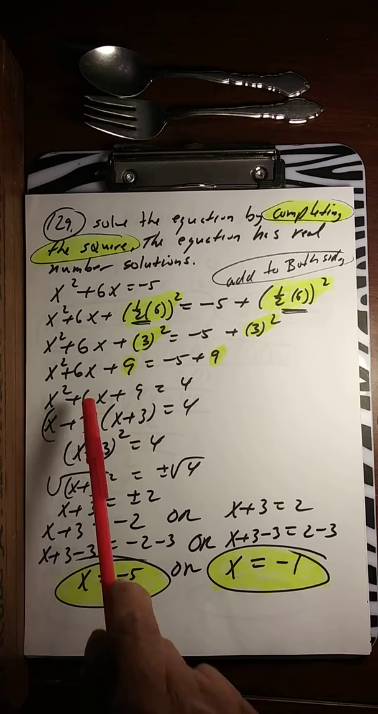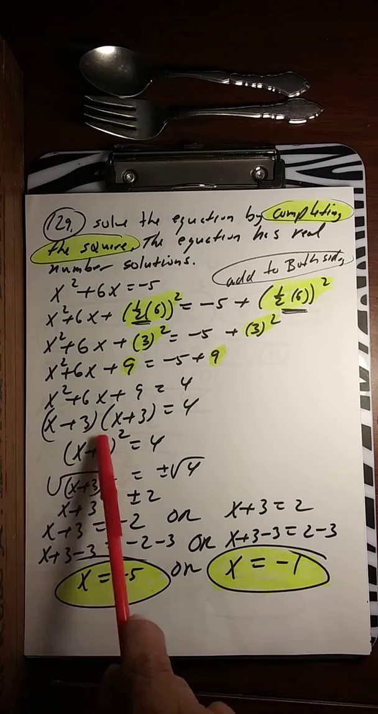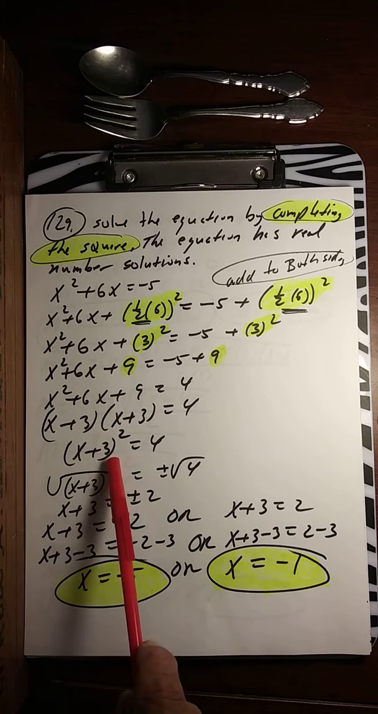x plus 3 times x plus 3 is this. 3 times 3 is 9, 3x and 3x is 6x, x times x is x squared. So this is x plus 3 squared. That one and that one and that one are the same.